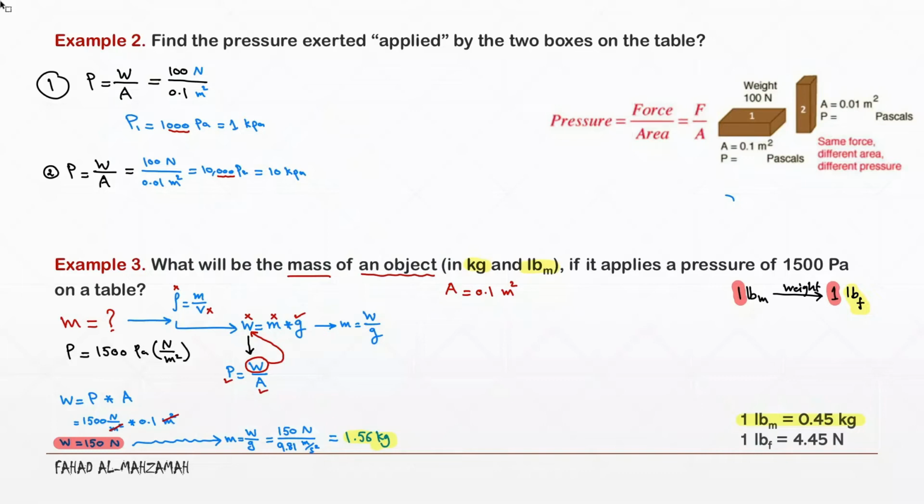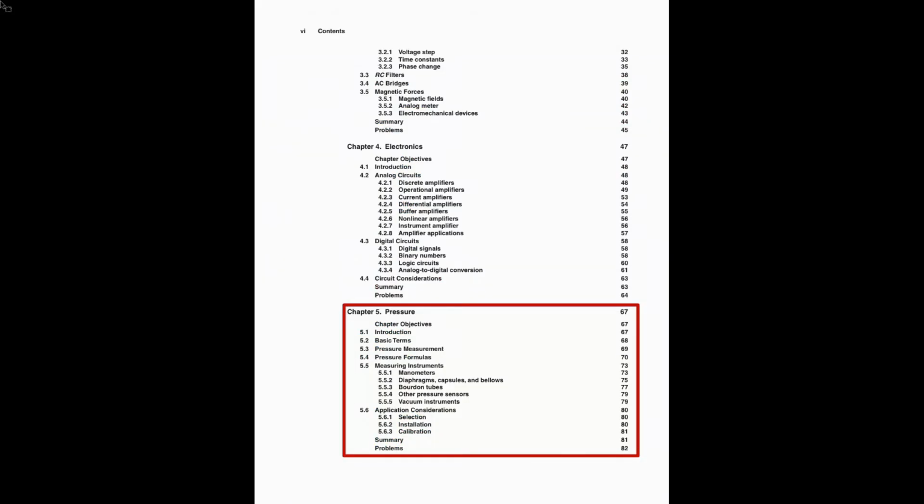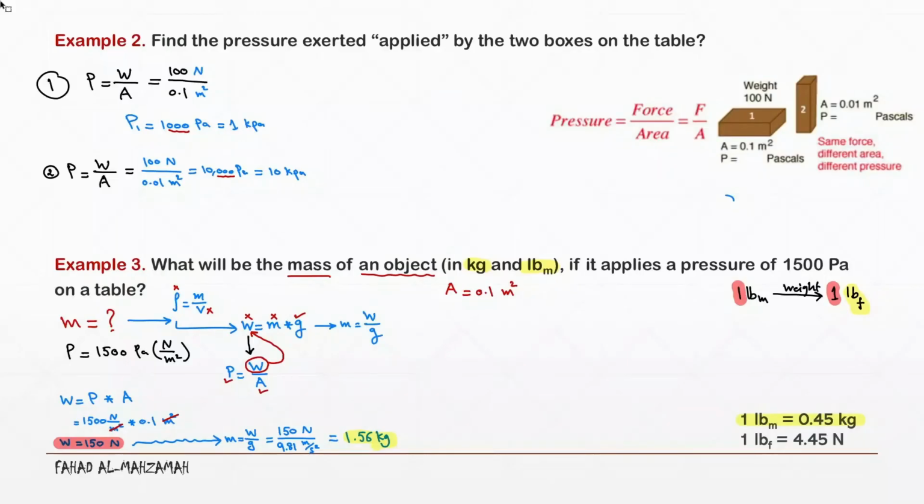Now, that's all about the examples of pressure. Try to solve most of the problems in the book. As you can see here, there are around 20 problems at the end of the chapter, on page 82. Try to solve as much as you can, and practice to get familiar with the formulas and the type of questions.